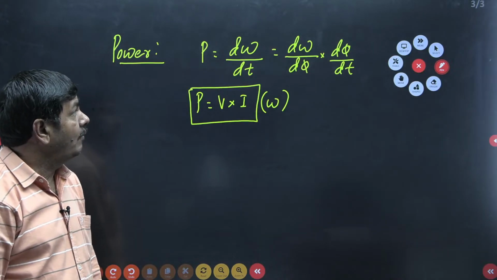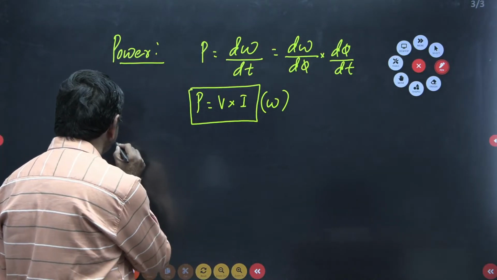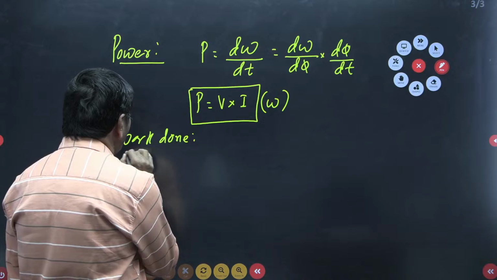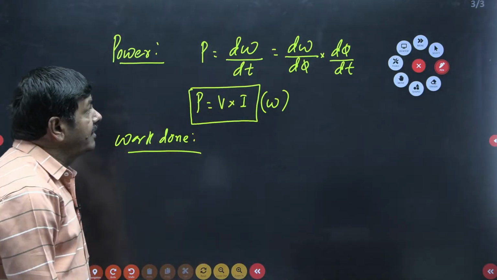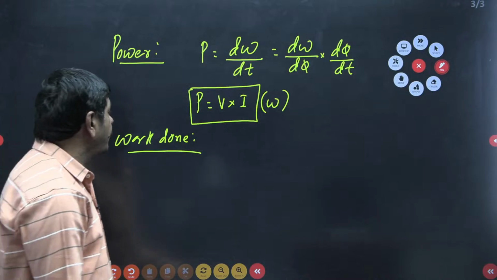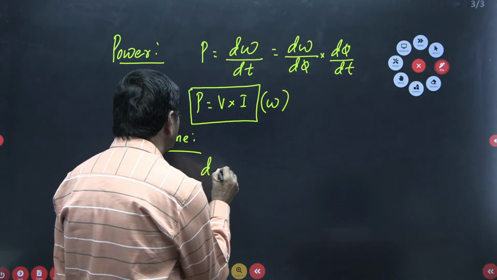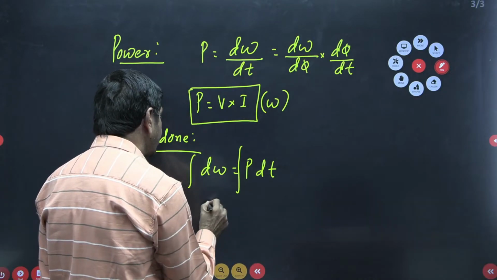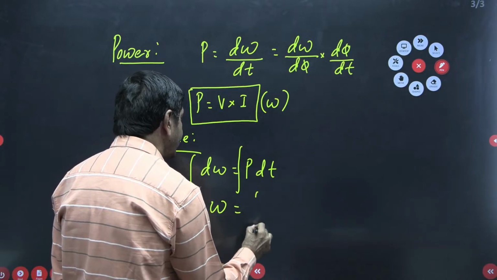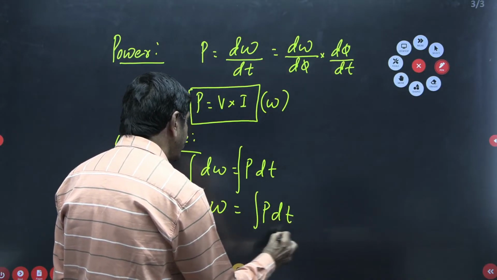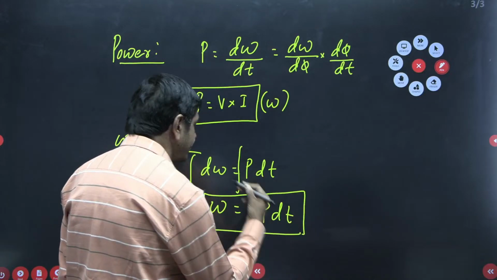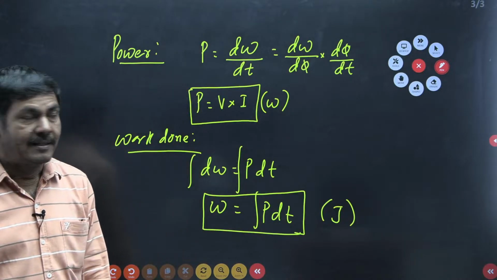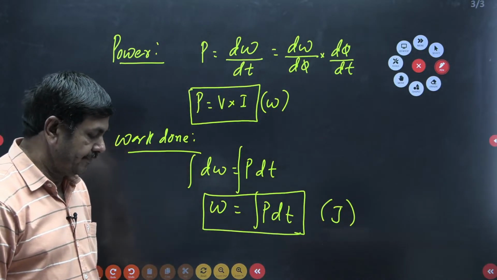Power. How can we find the work done? The power equals dW by dt. If you want to find out the work done, you must take dW equal to P into dt. If you apply integration on both sides, you will get the work done: W equal to integral of P into dt. You must apply this formula to find out the work done. Units are in joules only. Like that, the calculation of the work done is to be done.